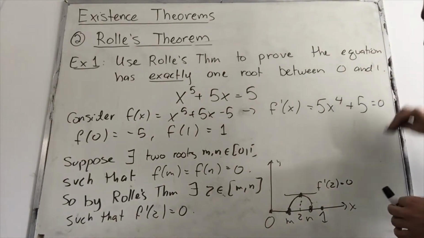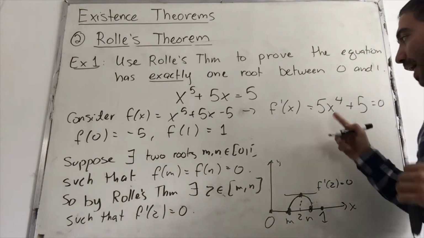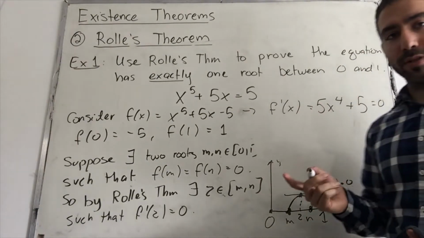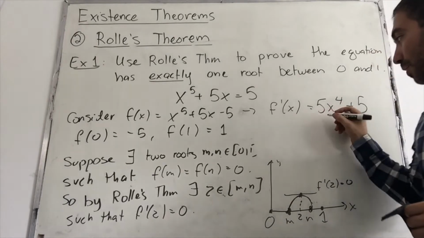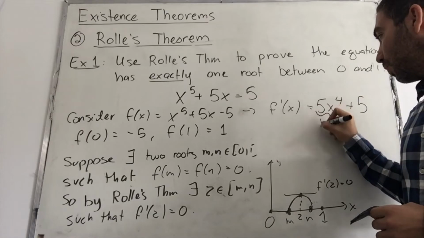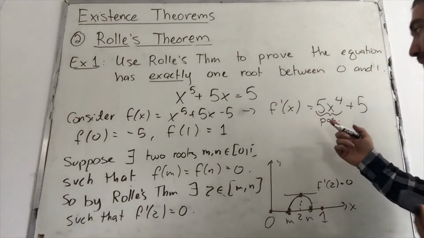This is the point where we get a contradiction. There's no value of x that you could put in here to make the whole equation equal to 0. Why? Because we have x to the 4. This whole term here, 5x to the 4, is always going to be positive, or 0. It has to be greater than or equal to 0.